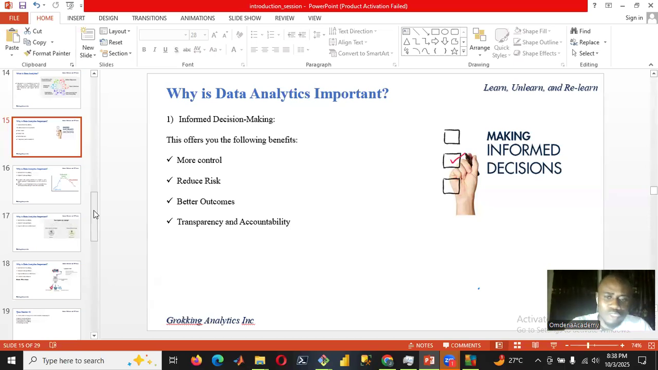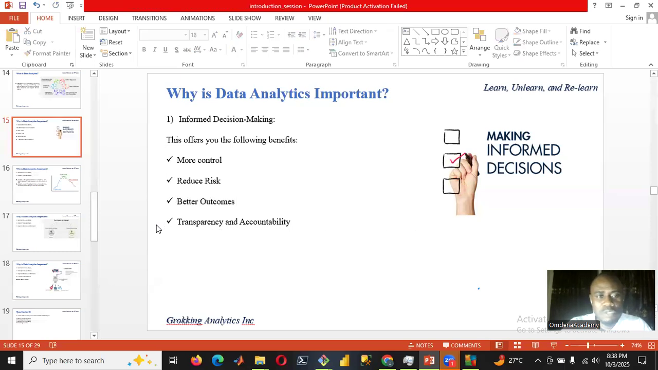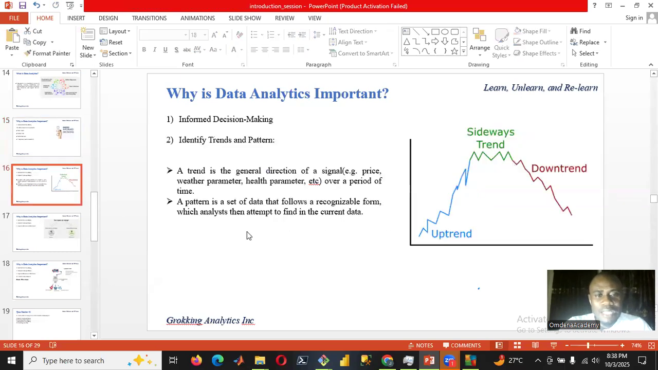So the essence of gathering your data and analyzing it is that it gives you control. You can look at your past and then you can look at the future and say, okay, for the future, we need to set a better target. And this leads to the third point here, which is better outcomes, right? You should have a better outcome if you are making informed decisions. Then another one here is to identify trends and patterns.